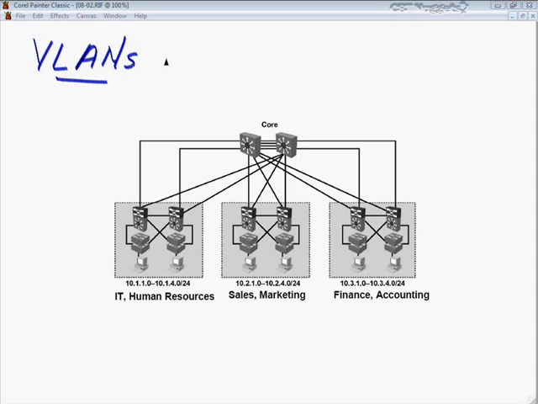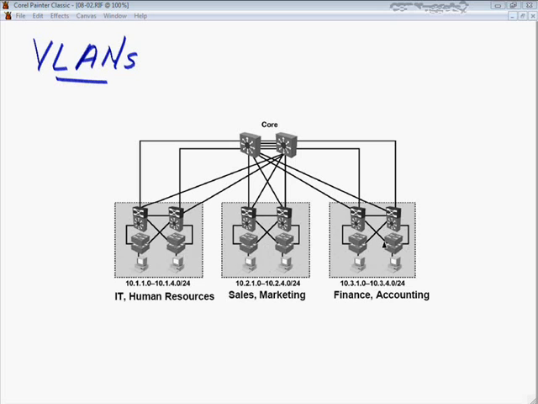Look at it this way. Over here in this area, you may have individuals from IT and human resources all on the same subnetwork or subnetworks, network 1 through network 4. Over here you've got sales and marketing on networks 2.1 through 2.4. Then over here we've got finance and accounting, 3.1 and 3.4. And the beauty of this is if you turned this over and made this vertical instead of horizontal, these could be 3 different floors of a building, for example.